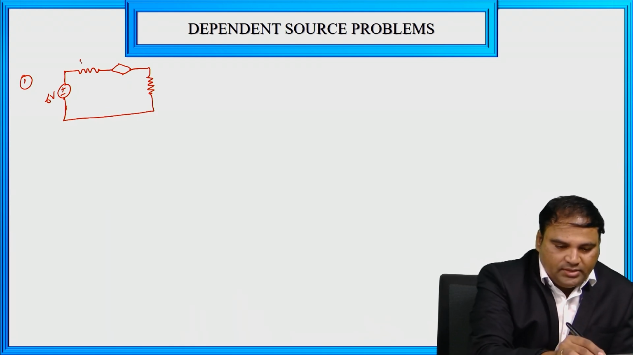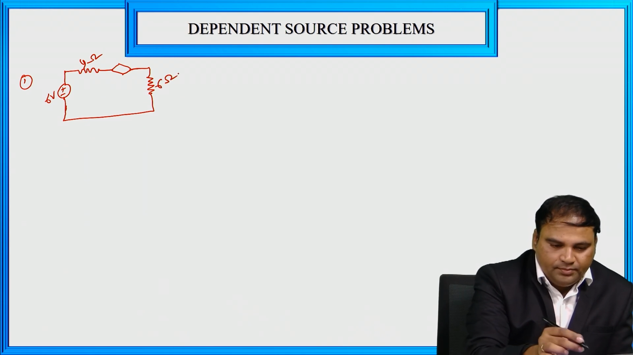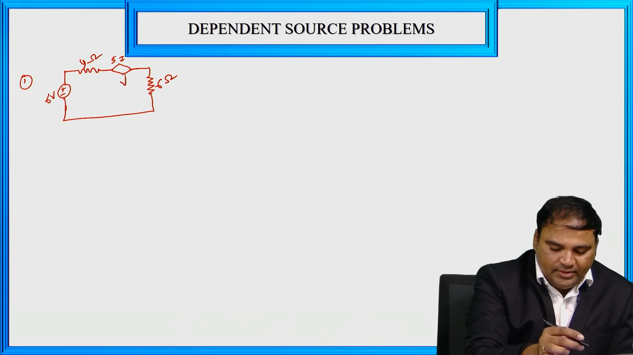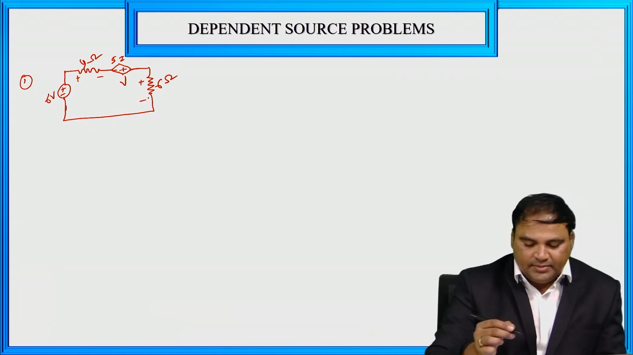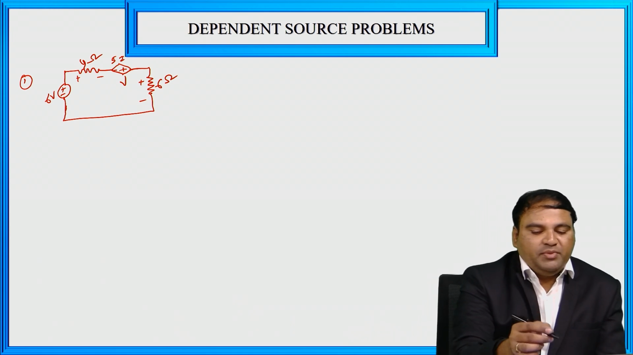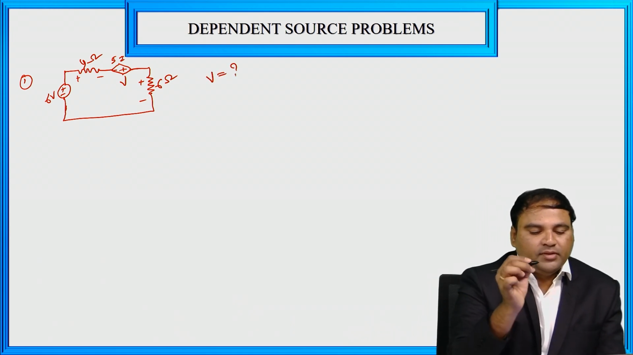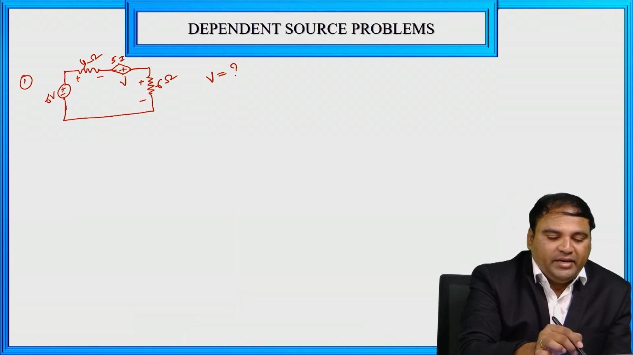Now this is 4 ohm and this is 6 ohm and this is 5I. Voltage is V. So this is minus plus, so plus minus plus minus. Now in this problem we need to calculate the V value, the voltage drop at the dependent source. Okay, so here we are having the dependent source.